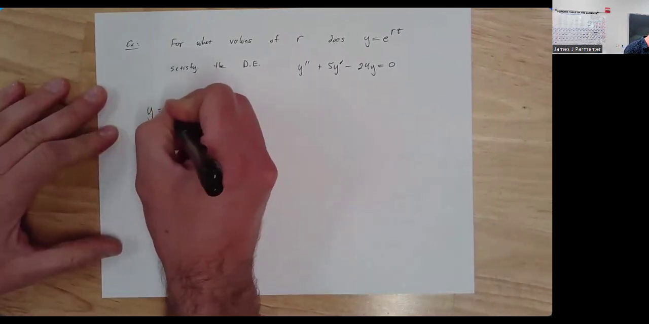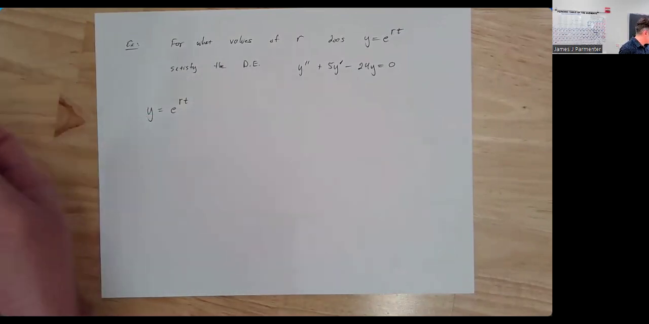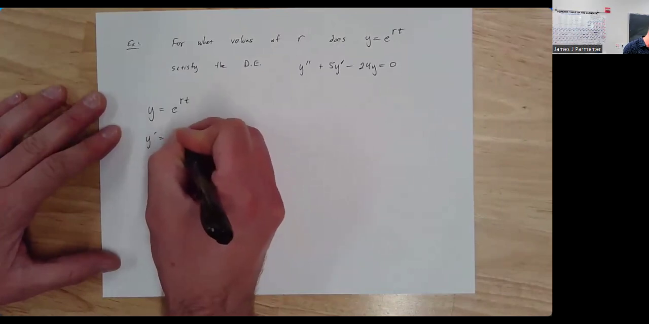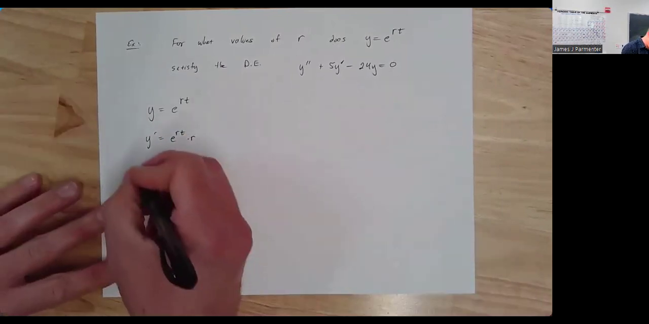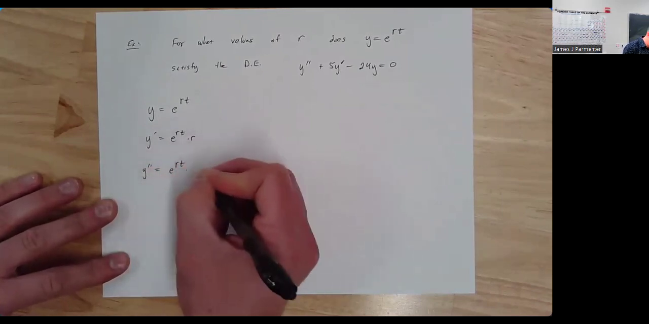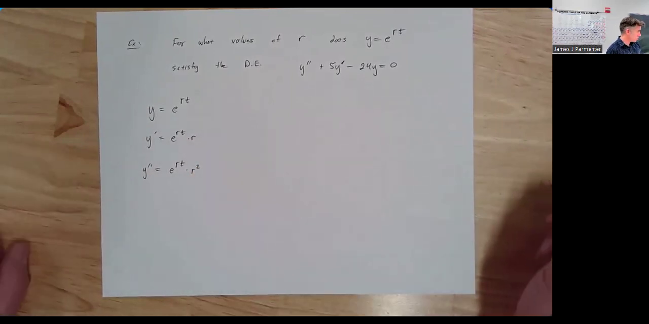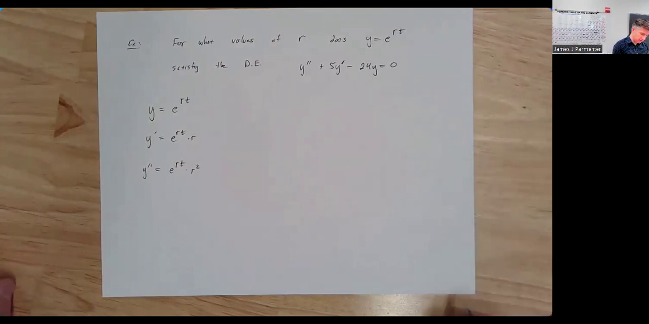So y is e to the r times t. We're pretending like r is a constant. Y prime is going to be e to the r times t times r. And y double prime is going to be e to the r times t times r times another r. So e to the r times t times r squared. And then we're going to substitute each of these things into their appropriate places.